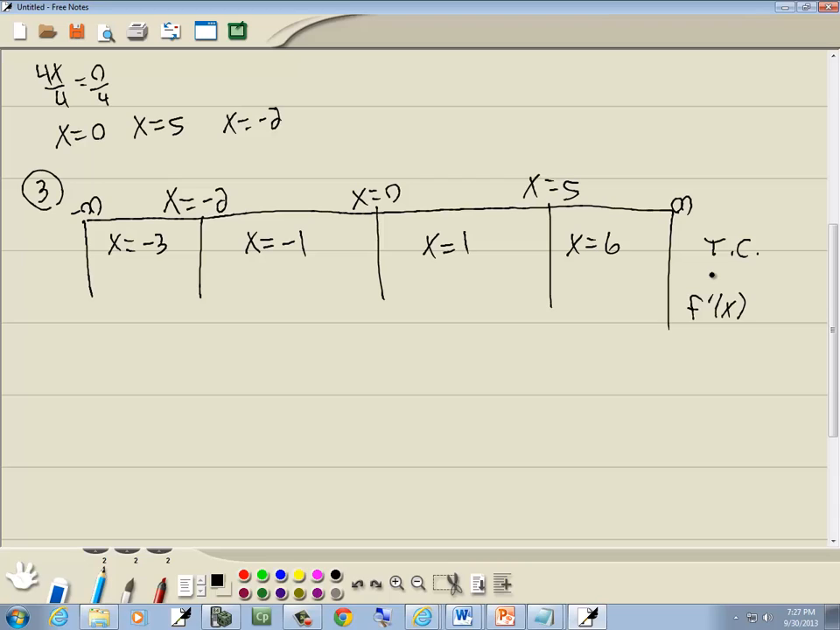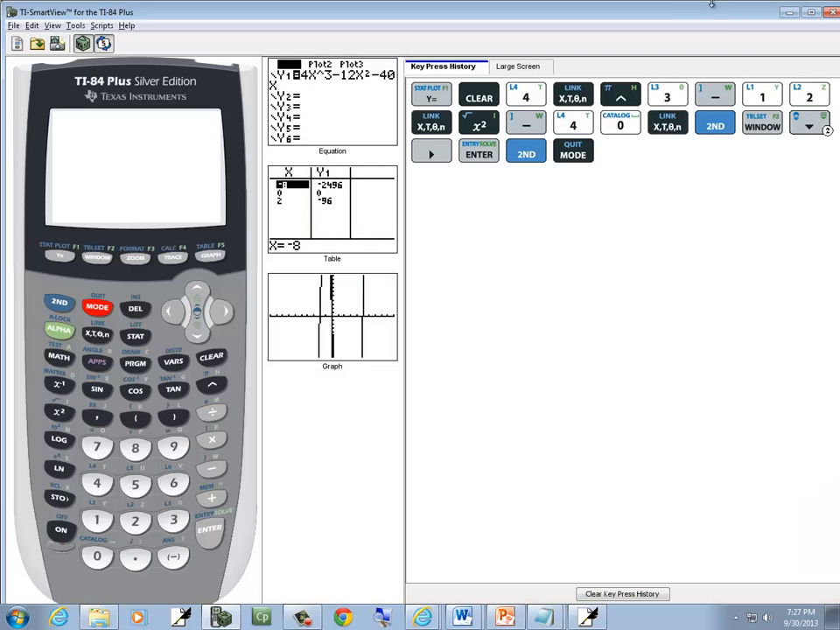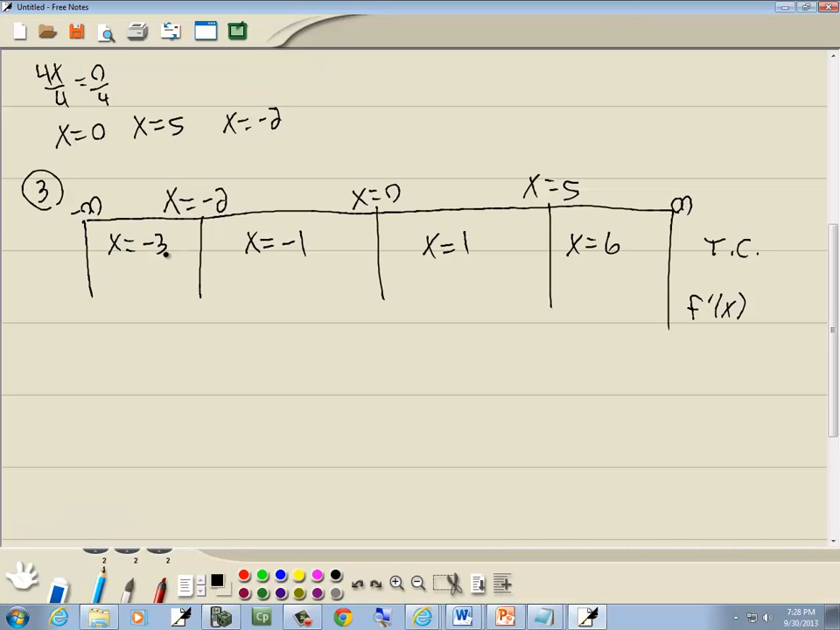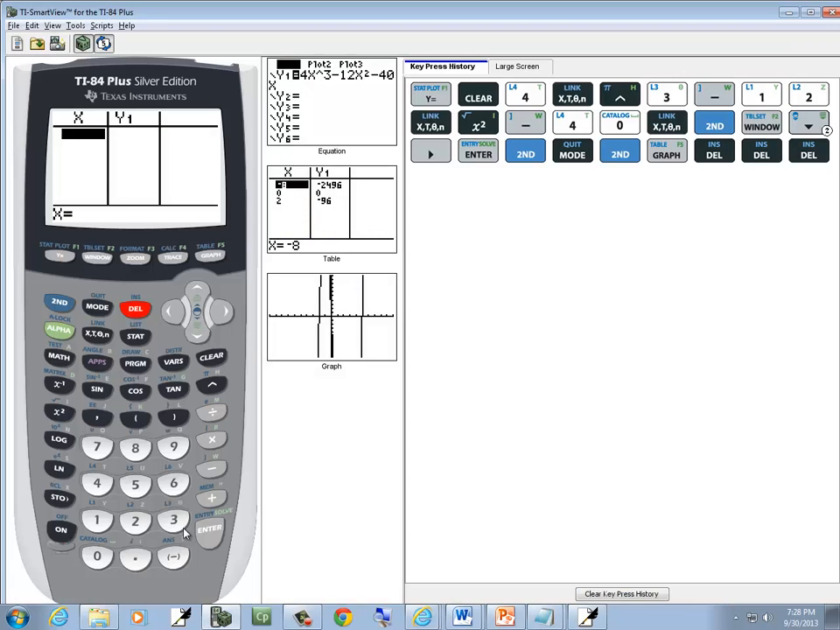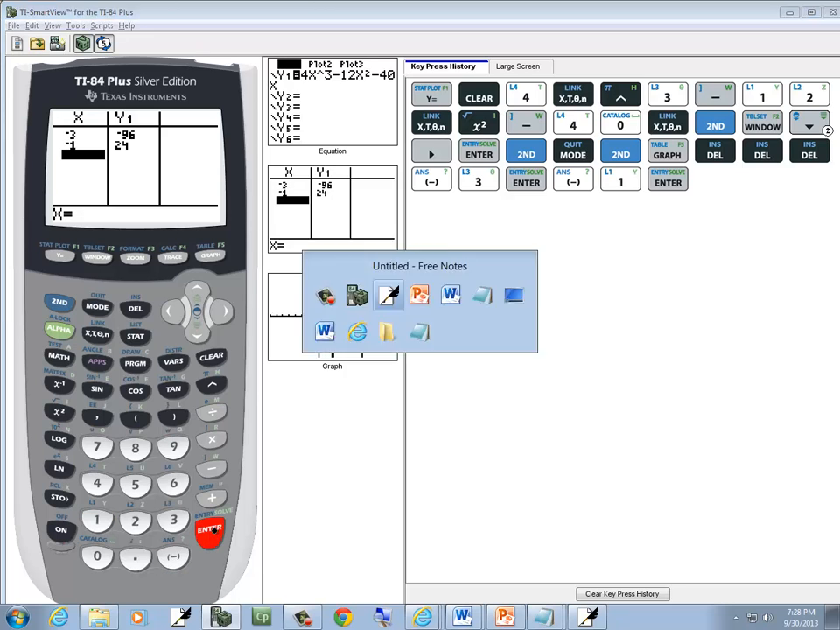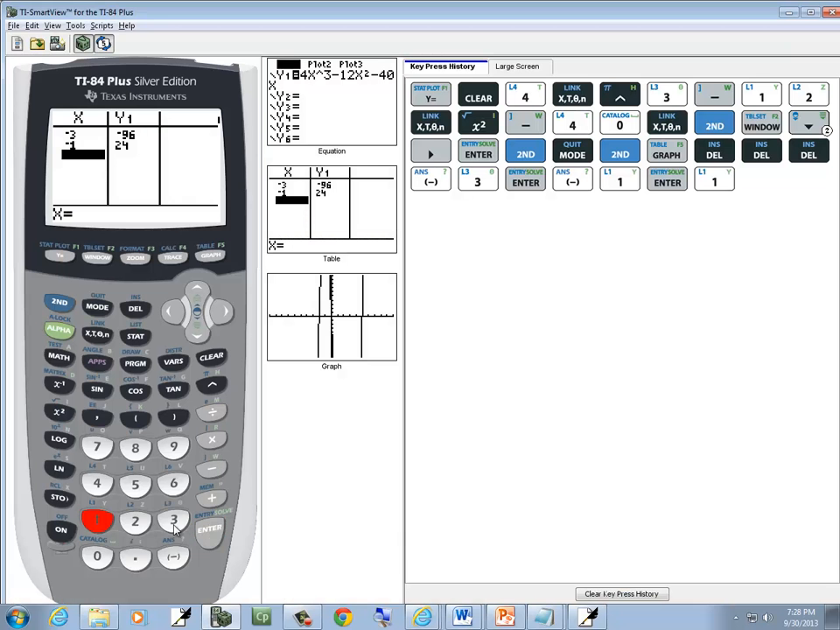Now think what we did on the calculator. We put our derivative on our y equals, and we set our calculator up for table mode. So let's come over here. Table mode is above your graph, so you do second graph. You may or may not have numbers already here. If you do, go ahead and press delete to clean them out. And our first test case is negative 3, so I put negative 3, enter. Our next one is negative 1, so I do negative 1, enter. Then 1 and then 6.